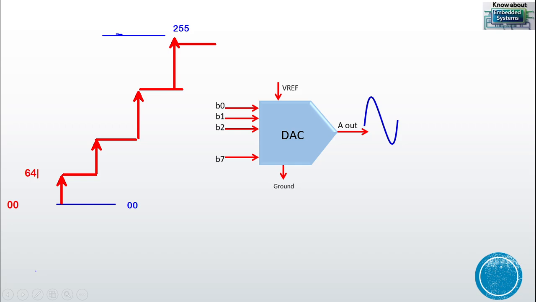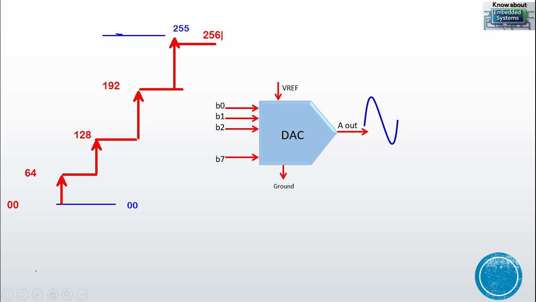How many steps you want, you have to divide it into that many steps. I want 1, 2, 3, 4 steps, so I'll divide 255 by 4. When I divide, I'll get 64. So you have to generate each step with a 64 value. This is my 0, then the first step will be 64, the second step will be 128, the third step will be around 192, and then finally 256.